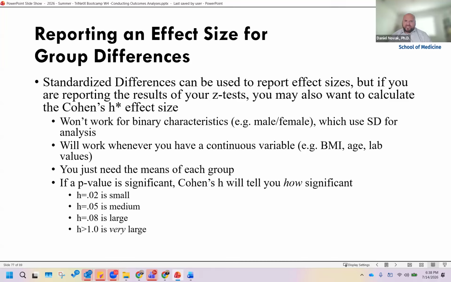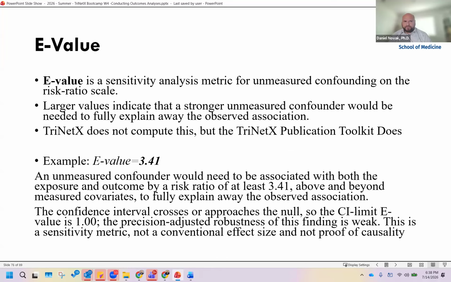If you run Cohen's H on your factors, it will tell you how significant, right? So an H of 0.02 is small, 0.05 is medium, 0.08 is large, and an H larger than 1 is very, very large, a very large effect size. And generally, things greater than 0.4 or 0.5 are considered relatively robust and worth reporting.